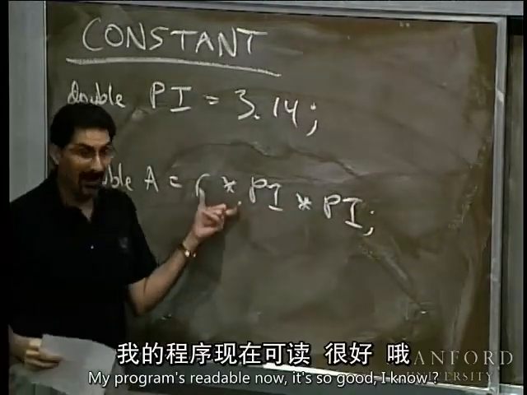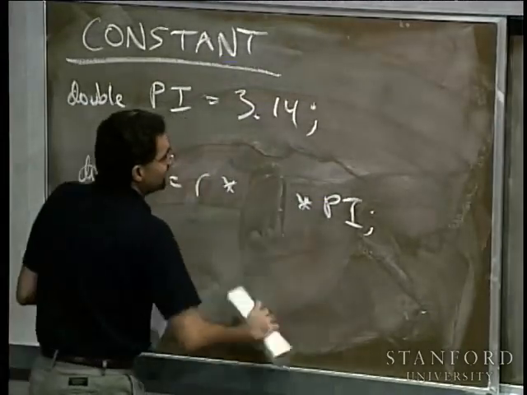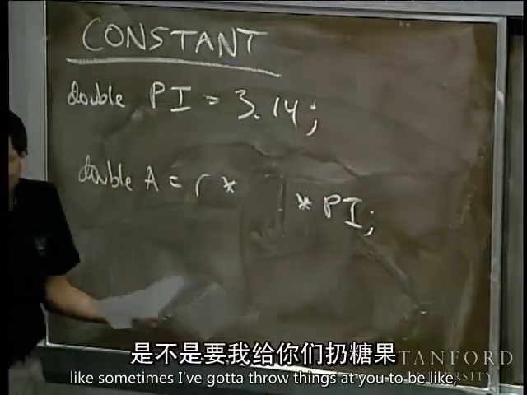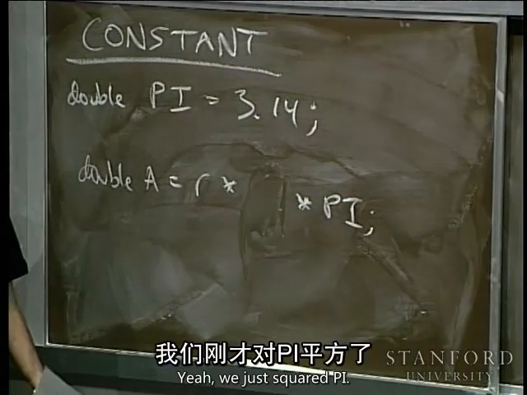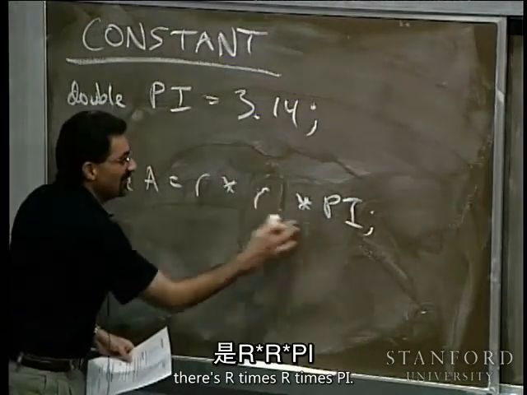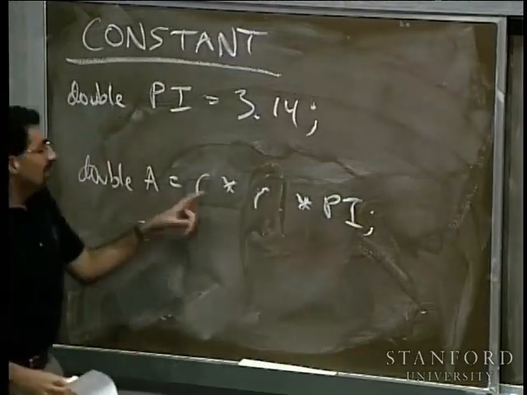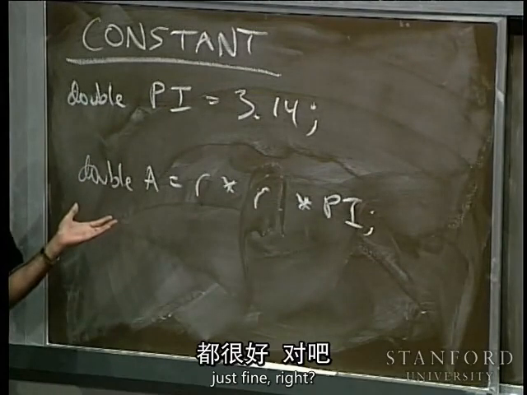Is my program readable? Now I know, yeah, that's all wrong. No one says anything. Like sometimes I got to throw things out just to be like, is anyone paying attention? Yeah, we just square pi. Pi r squared, remember that? Yeah, there's r times pi.